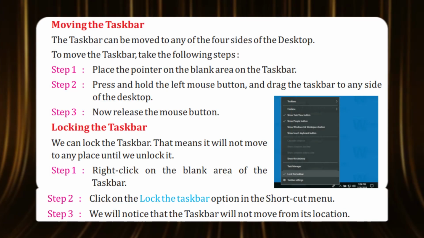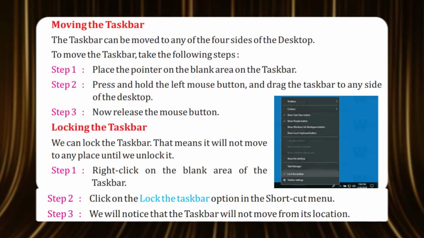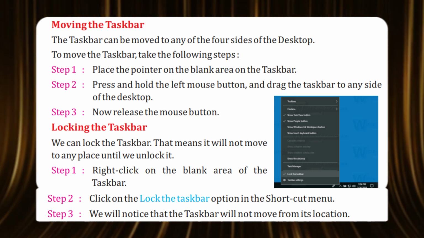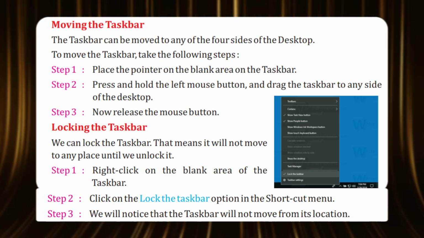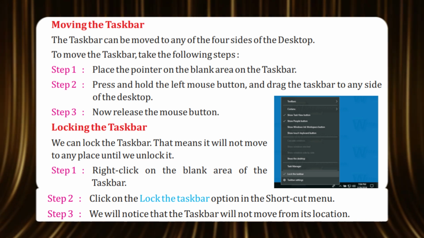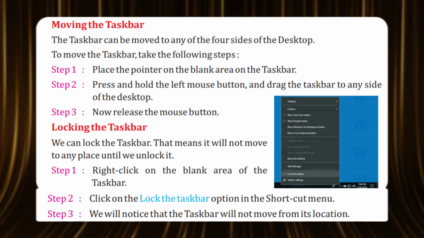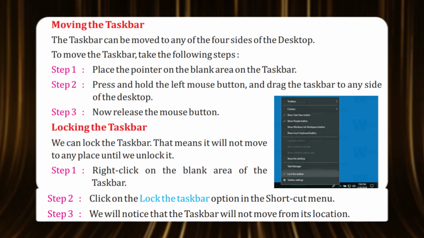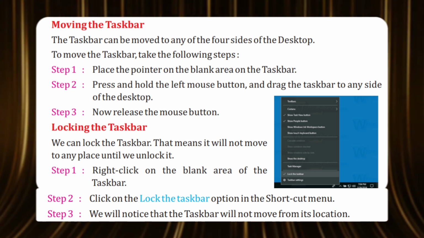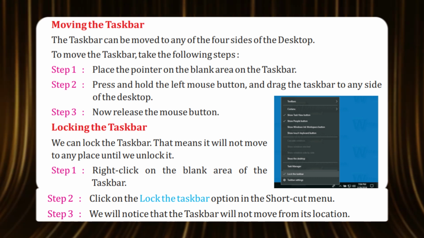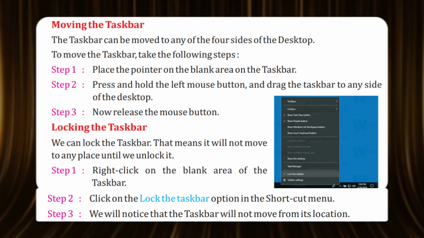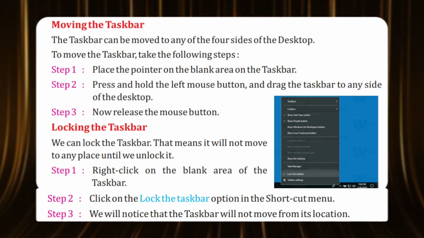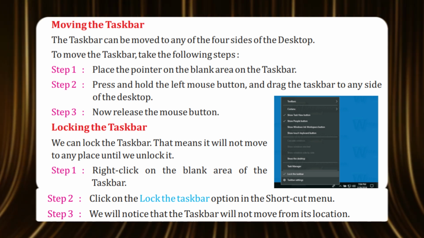Moving the taskbar. The taskbar can be moved to any of the four sides of the desktop. To move the taskbar, take the following steps. Step 1. Place the pointer on the blank area on the taskbar. Step 2. Press and hold the left mouse button and drag the taskbar to any side of the desktop. Step 3. Now release the mouse button.